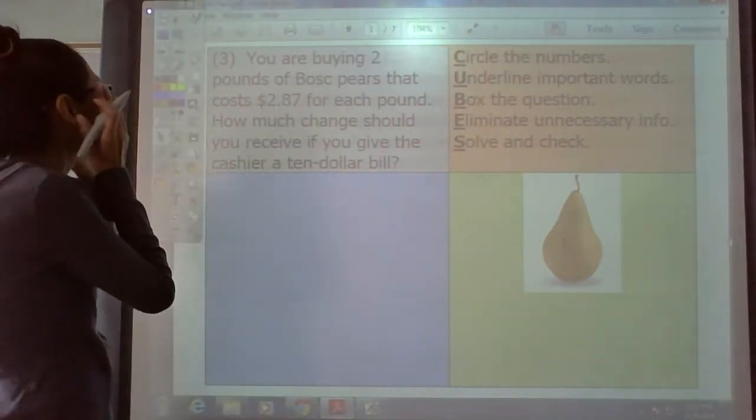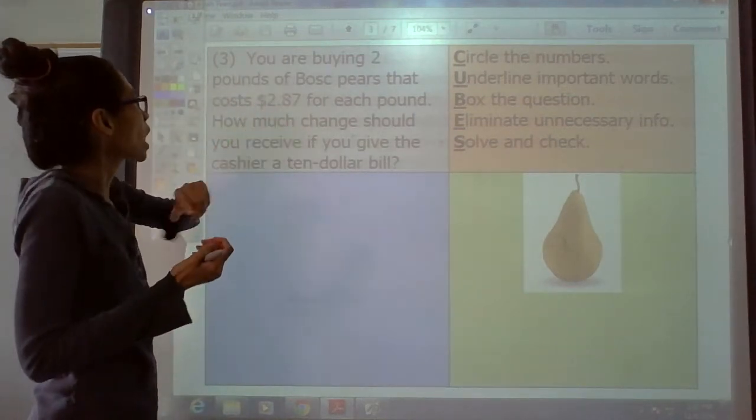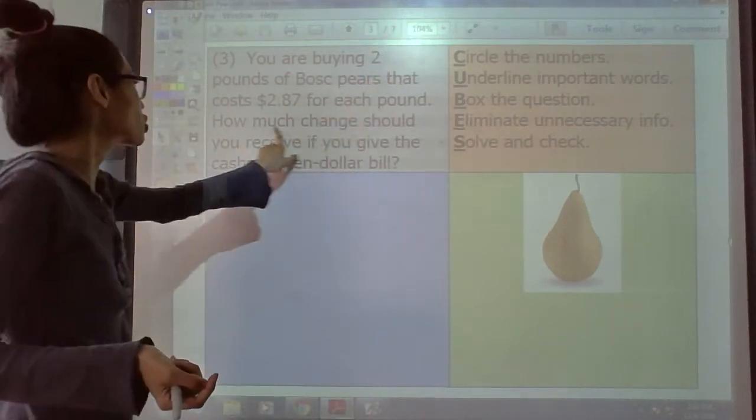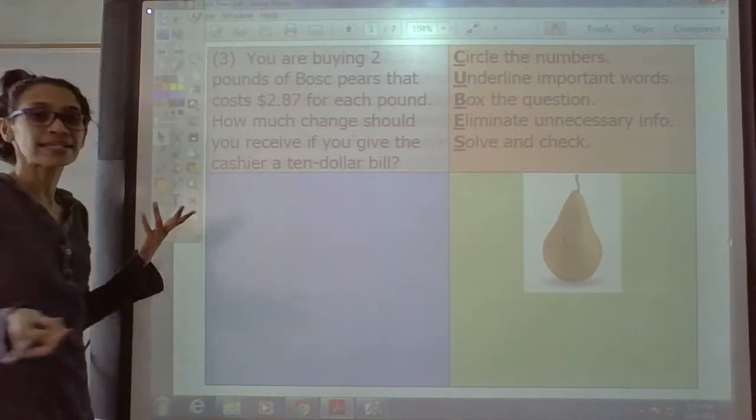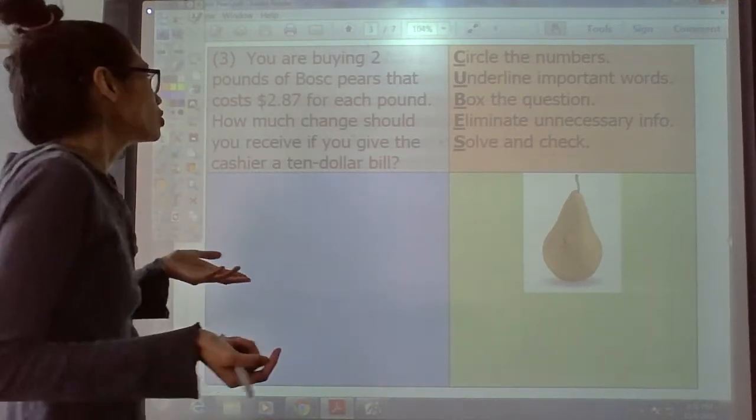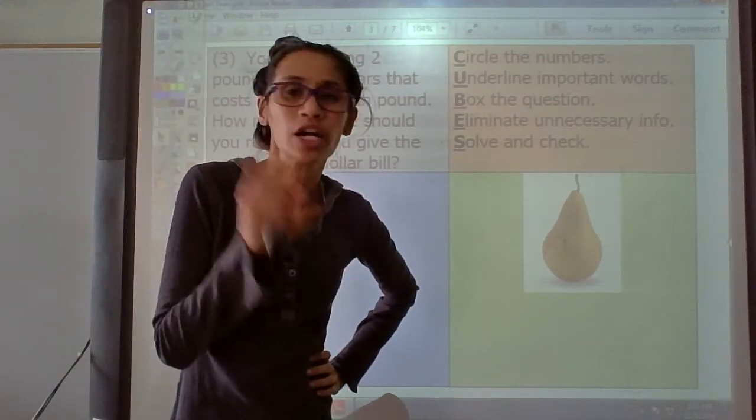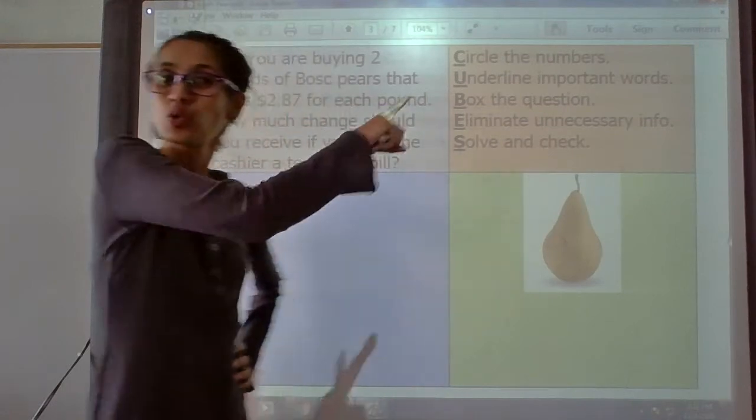It says you are buying 2 pounds of Bosque pears that cost $2.87 for each pound. How much change should you receive if you give the cashier a $10 bill? So the first thing we need to do to solve our problem, we can use our CUBES clues. CUBES clues is the C step, is to do what?